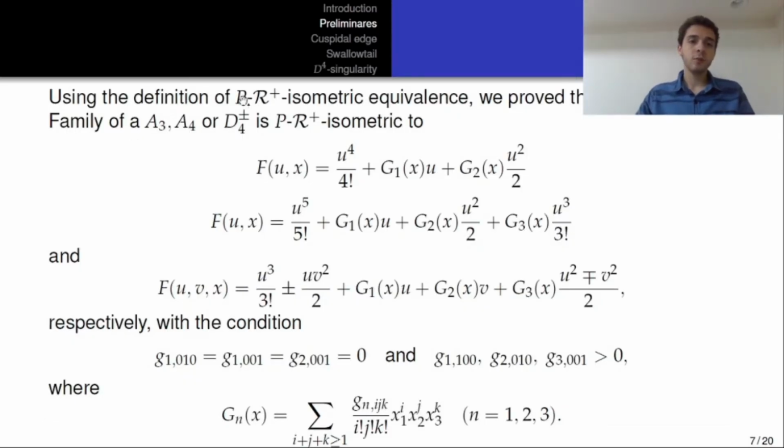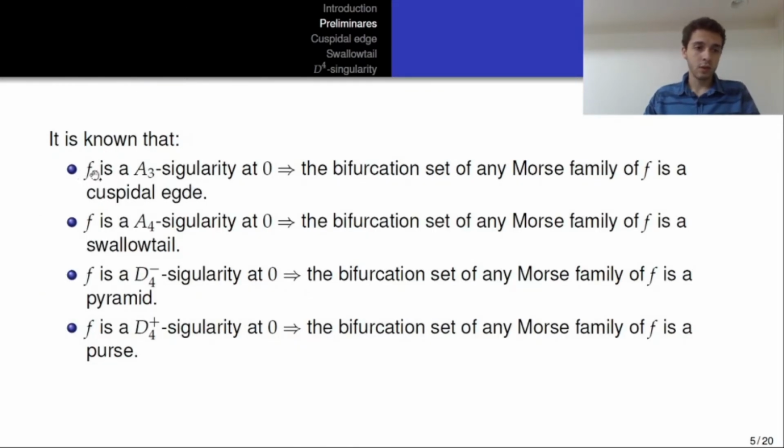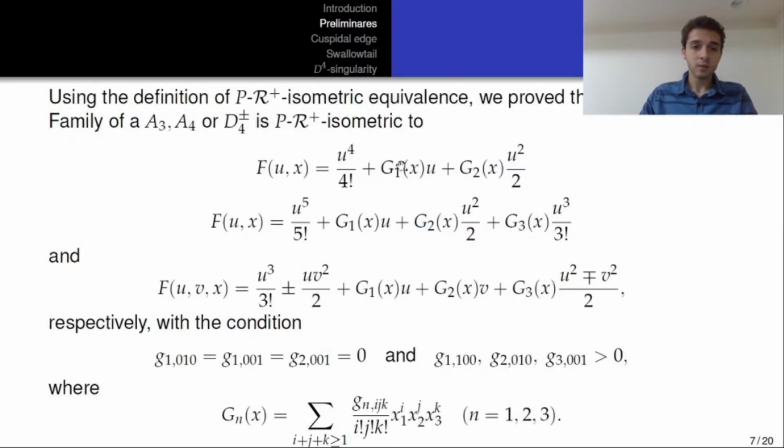Now, using the definition of PR plus isometric equivalence, we prove that any Morse family of an A3, A4, and D4 singularity is PR plus isometric to one of these Morse families. For example, if we want to study geometric properties of a cuspidal edge, I have to take f as an A3 singularity, so I can guarantee that the bifurcation set will be a cuspidal edge, and take any Morse family, and more than this, the Morse family is PR plus isometric to this Morse family. So with this, we can suppose that our Morse family is something like that, right?